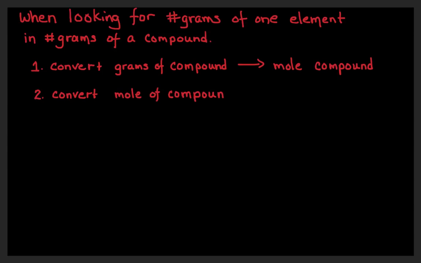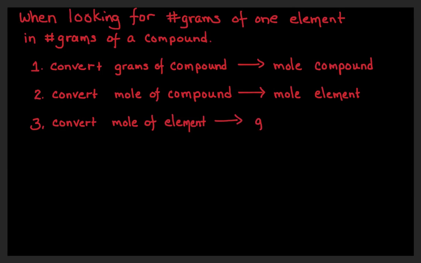Once I have the moles of the compound, I then want to convert that to the moles of the element. Again, you can find the conversion factor for that; we did it in previous problems. And then finally, I want to convert the moles of that element to the grams of that element, using my knowledge of the atomic mass for that particular element, realizing that it is the same as the grams per mole. And this now will be my answer. So this problem does require you to do a few steps.